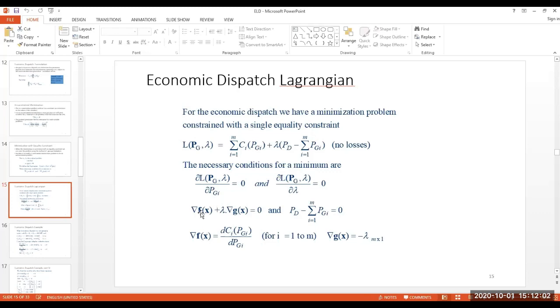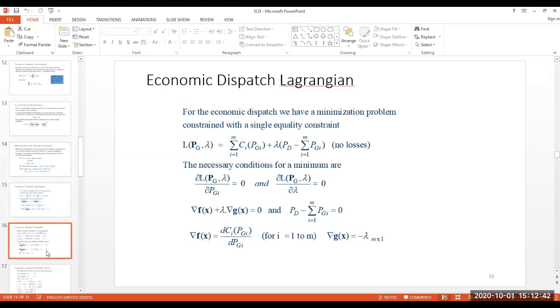So now you have to calculate this gradient of f of x and gradient of g of x. So what would the gradient of f of x give you? If you look at the function Ci of PGi, simply it would give you the dCi over dPGi expression. Okay, why is this such? You see, I'm not using any partial derivative symbol. Instead I'm using the d expression.